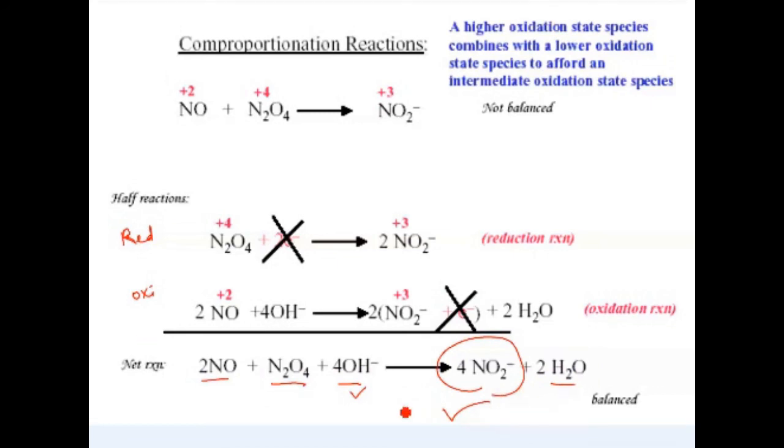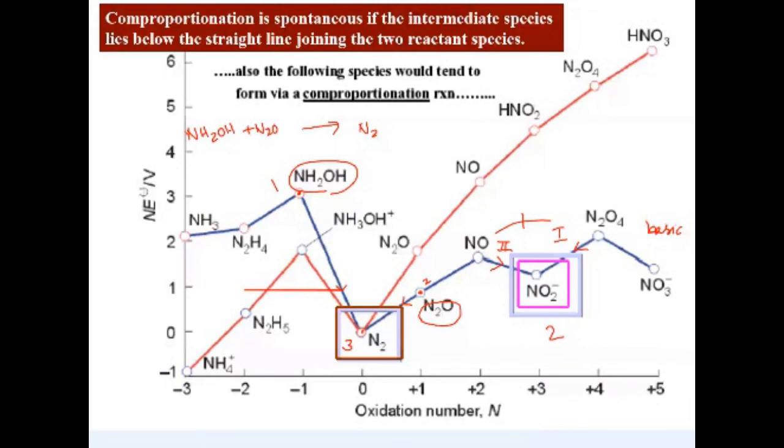If the E value is positive, then the reaction will occur. Okay, you have to calculate the E value. That is the assignment I am giving. You have to calculate the E value for the formation of nitrogen from NH2OH and N2O. Okay, NH2OH and N2O giving nitrogen. This is the one set you have to calculate the E value for.